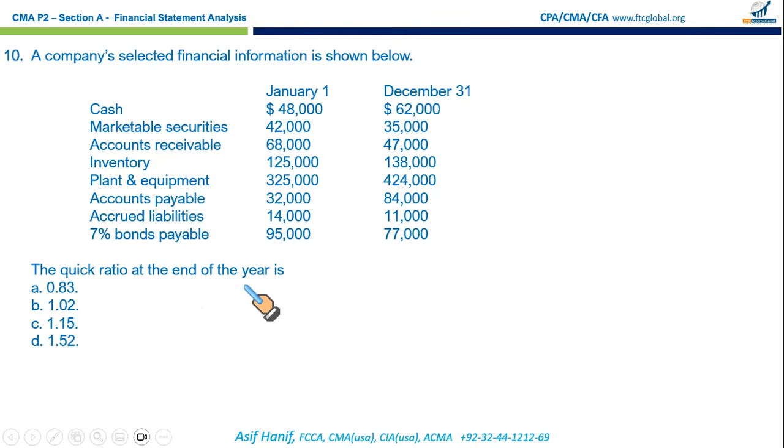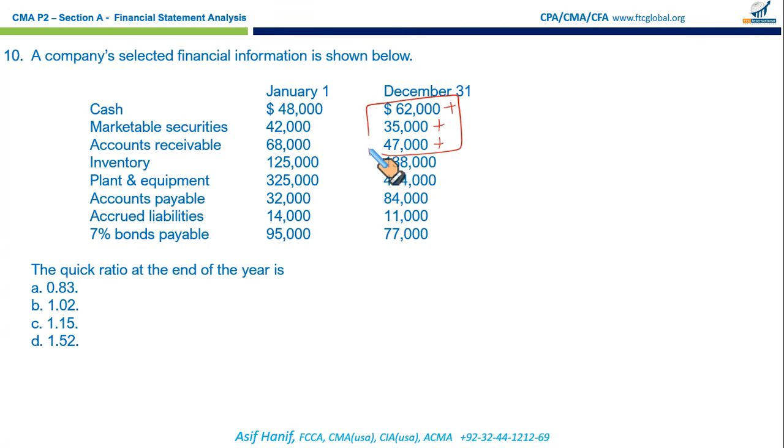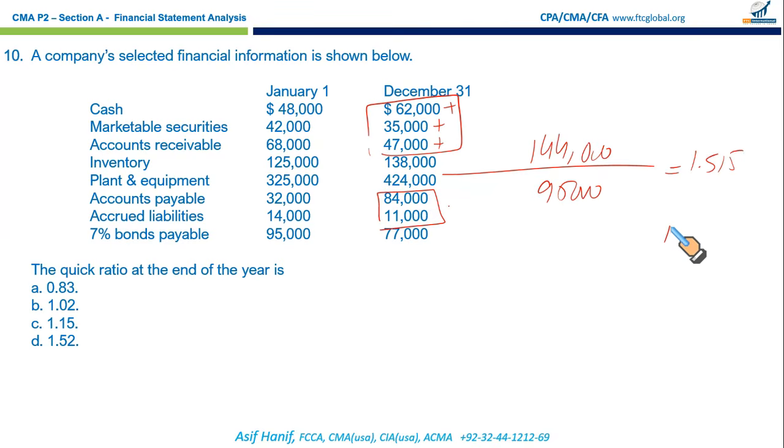The quick ratio at the end of the year, that means you need to focus only on these numbers. Quick ratio means you need to consider your cash, marketable securities, account receivable. Total of these divided by the current liabilities, which is accounts payable and accrued liabilities. Just these two. So 62 plus 35 and 47 gives you a total of $144,000, and 84 plus 11, that is $95,000. And simplification is 1.515, which is 1.52, and the perfect match with your option D. Perfect.